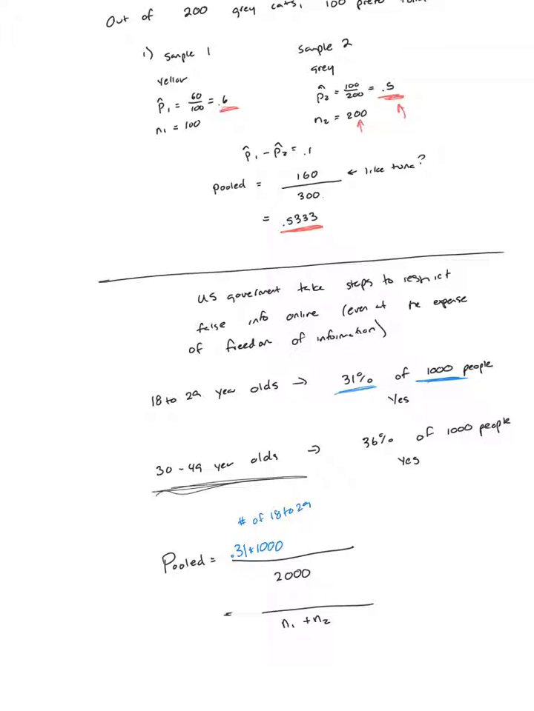I can do the same thing here. That is, I can go ahead and take 0.36 times 1,000. That'll give me how many 30 to 49-year-olds felt that way. After I find those two numbers, next thing I'll do is go ahead and add them. Let's use this to come up with a formula. I took 31%. That'd be the same as saying P2 hat times N2 plus P1 hat times N1, and dividing it all over N1 plus N2.